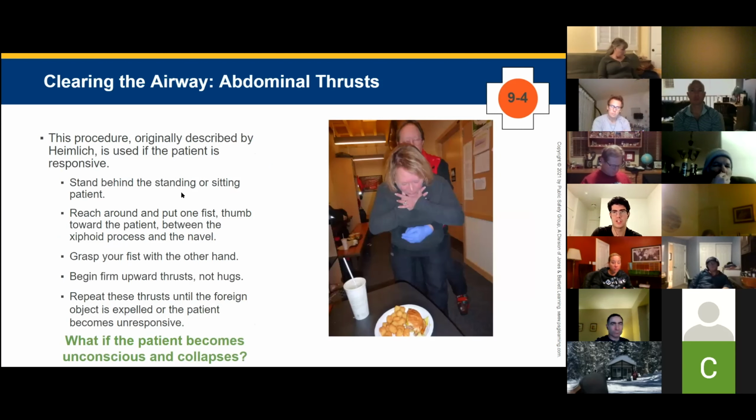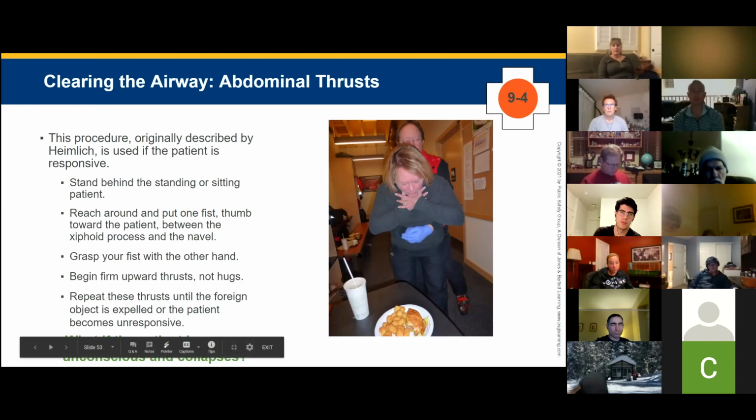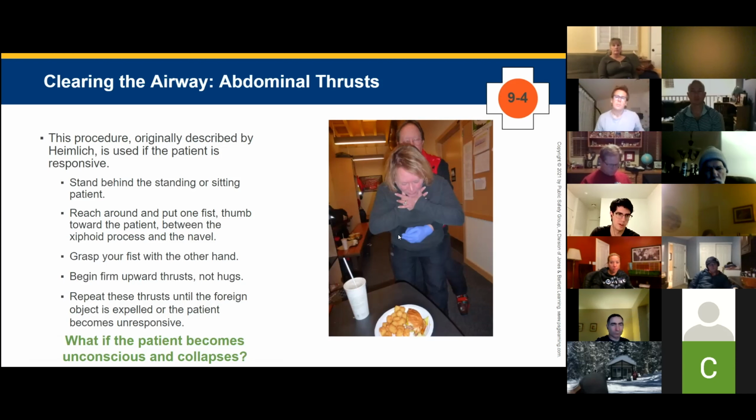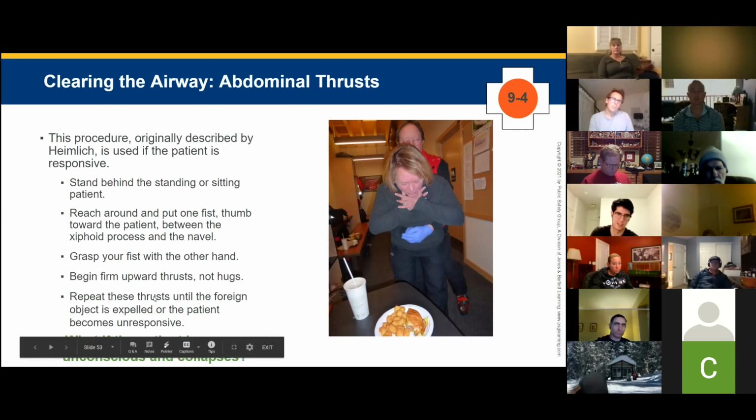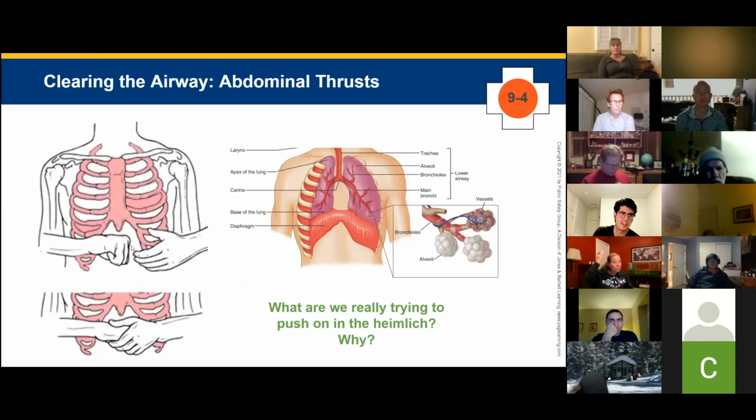We'll go over the positioning, the anatomy, but the basic process is going to be stand behind. The patient can be standing or sitting. You just need to be behind their torso here. You grasp your fist, so you make a fist, and then you put your other hand over it, and you give firm upward thrusts. And the objective here is to hit the diaphragm muscle. I'll show you a picture in a moment. And you keep doing this until that comes out or the patient becomes unresponsive. We'll go back to that in a minute.